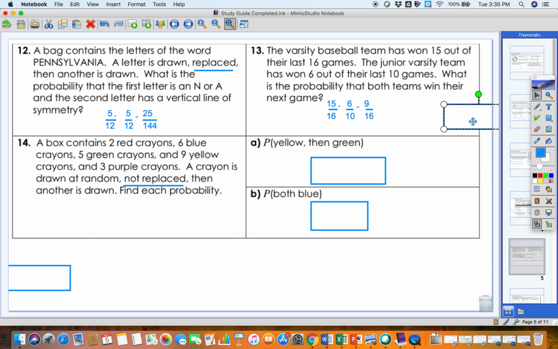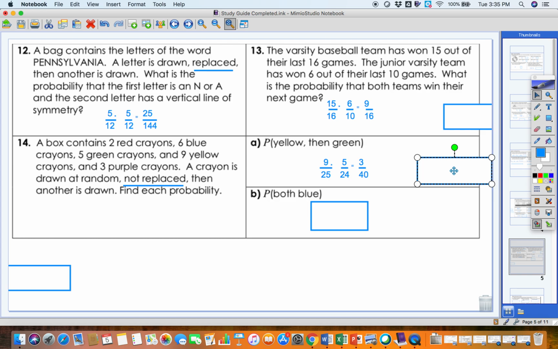So here we have 25 total crayons. So the probability that we're going to pull yellow is 9 out of 25. Then, however, for the second probability, since it's not replaced, we remove a yellow crayon. That means we only have 24 total crayons now, and 5 of them are green. So 9 out of 25 times 5 out of 24, when you reduce that, is 3 out of 40.